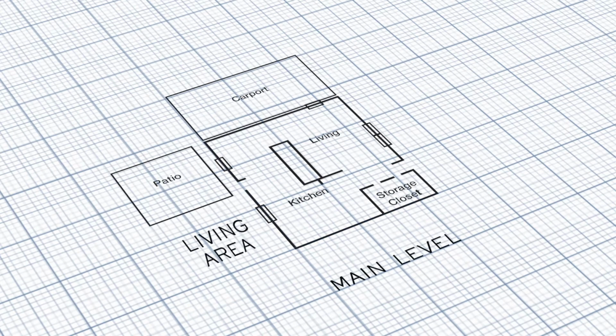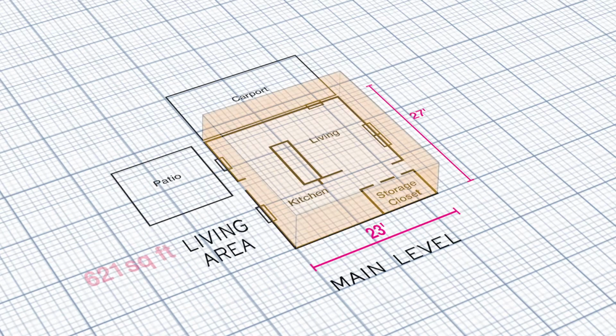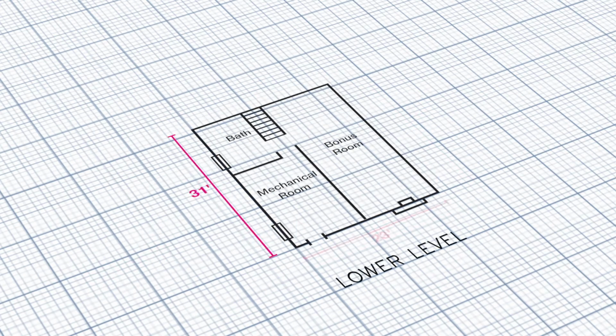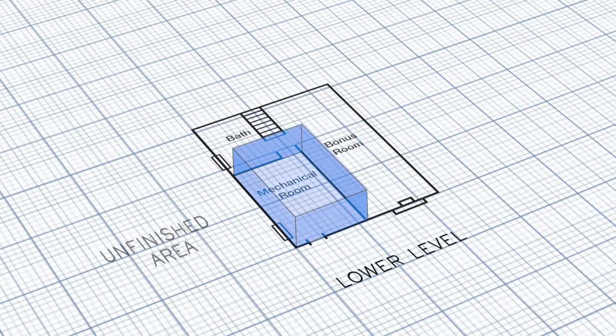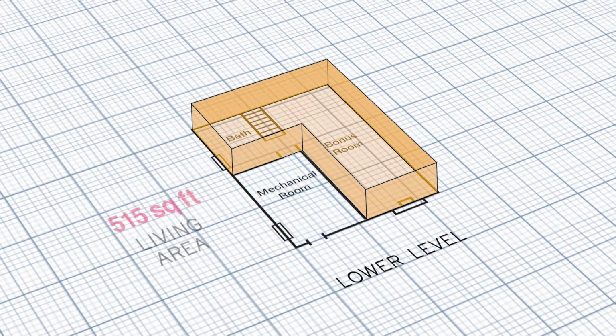The main level of the split-level home was 27 feet by 23 feet, resulting in 621 square feet of living area. The lower level was 31 feet by 23 feet, which is 713 square feet. The unfinished space within the lower level was 18 feet by 11 feet, which is 198 square feet. That amount is subtracted from the total square footage of the lower level, resulting in 515 square feet of living area in the lower level.